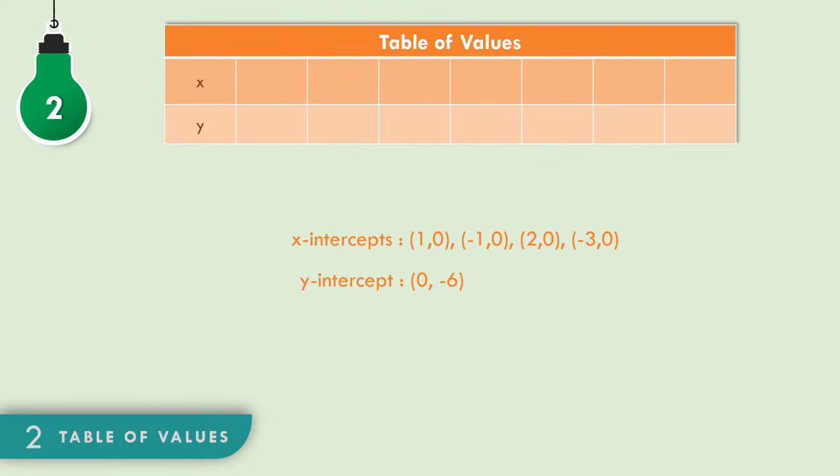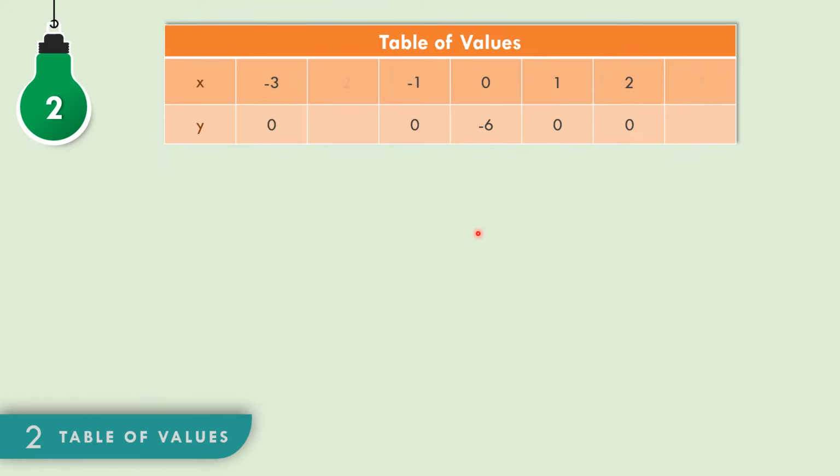Let us arrange the values of the x-intercepts and y-intercept in the table of values. So 1, positive 0, right? Negative 1, 0, left. Positive 2, 0. Negative 3, 0. And then 0, negative 6 between negative 1 and positive 1. So it means in between negative 3 and negative 1 is negative 2, and then positive 3.